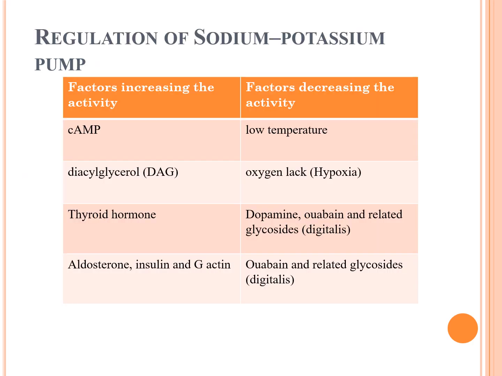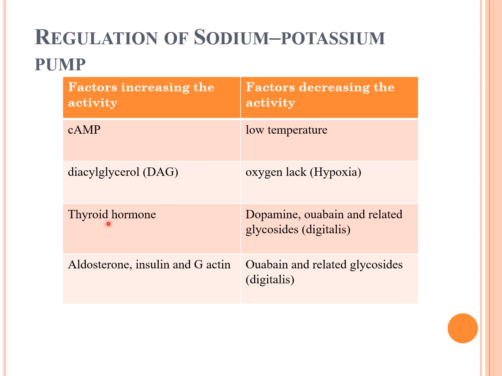The activity of the sodium potassium pump can be increased or decreased by some factors. The factors which increase the sodium potassium pump activity are cyclic AMP, which is cyclic adenosine monophosphate, diacylglycerol, thyroid hormones, aldosterone, insulin, and G-actin.